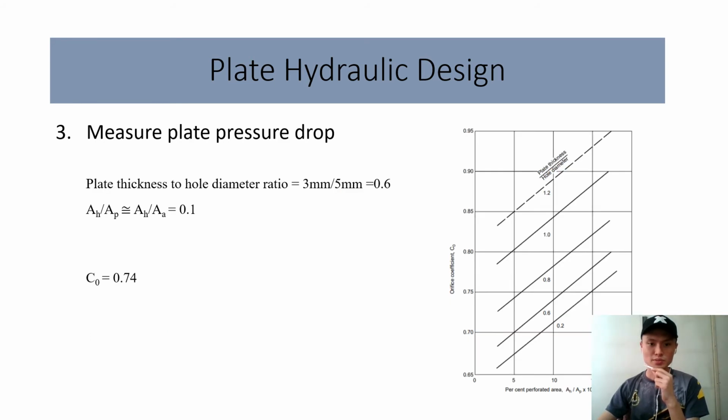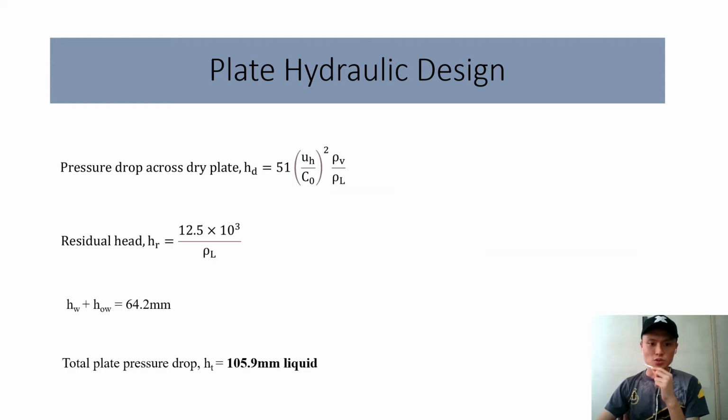Next, we need to measure the pressure drop. So the pressure drop is almost equal to 106 millimeters of liquid after adding the pressure drop across the dry plate, residual head, and also the weir height, and also the height of the liquid crest over weir.